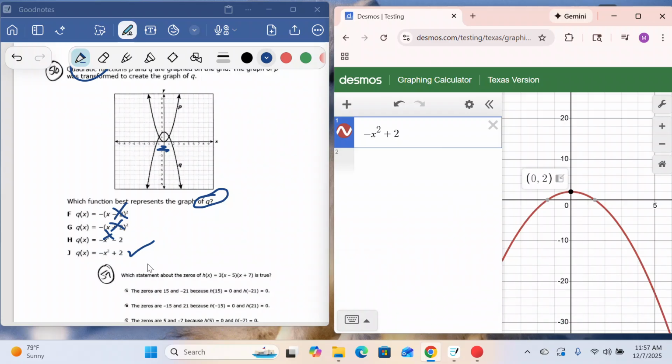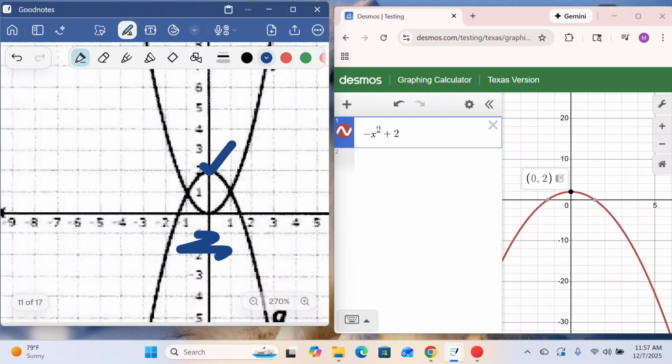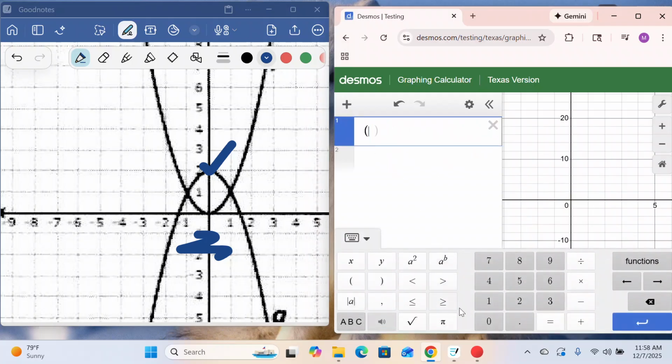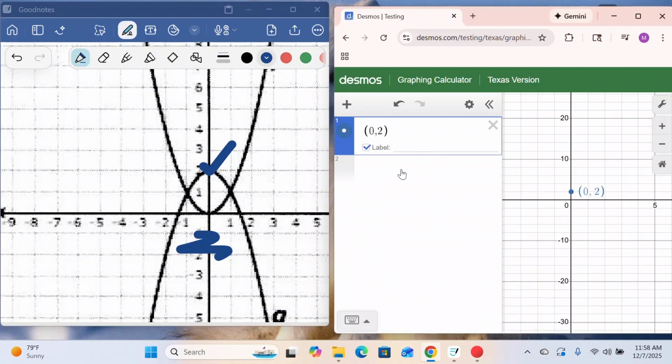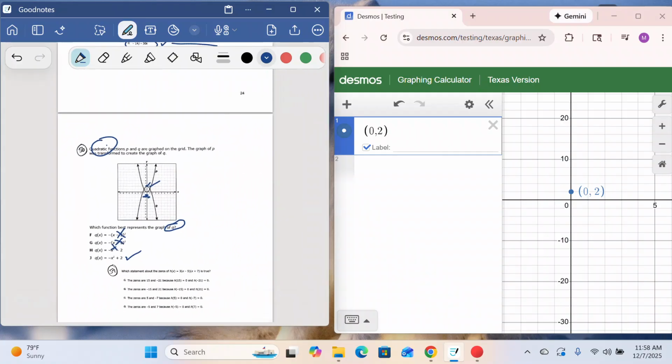It passes 0, 2. And I look at it, and it also passes 0, 2. Once again, if you don't know what 0, 2 is, all you have to do is input it on Desmos, 0, 2, and it inputs it for us. And if I want to label it, it even labels it for us. So I can double check that there's 0, 2. I have another check, and that is the correct answer, letter J.